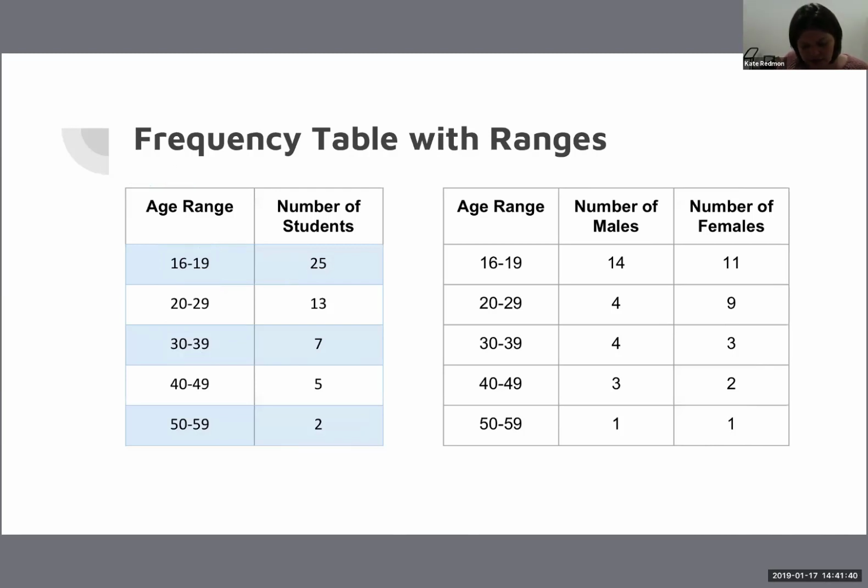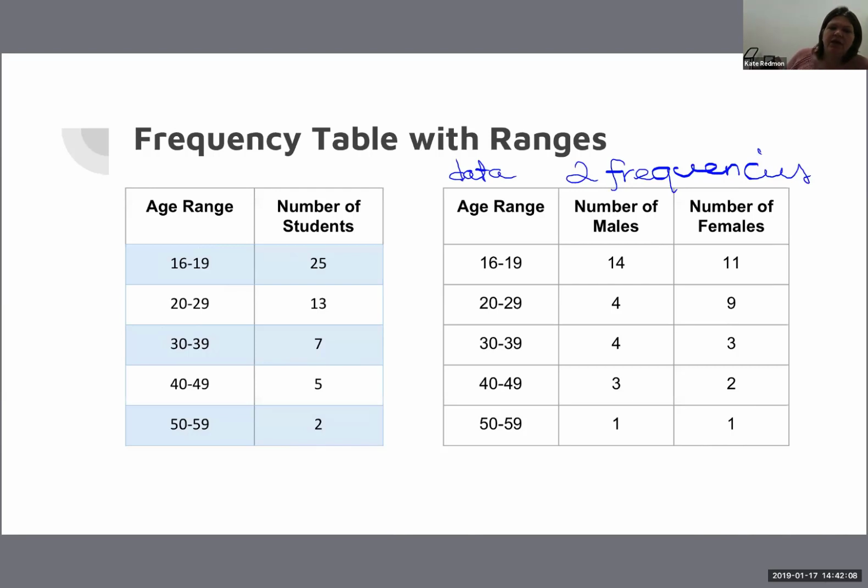And again, I did one where you can see here's my data and I have two different frequencies, the males and the females, and I can see their ages. So what is the mode of the age ranges in my class? Guys, let's do a mode problem.